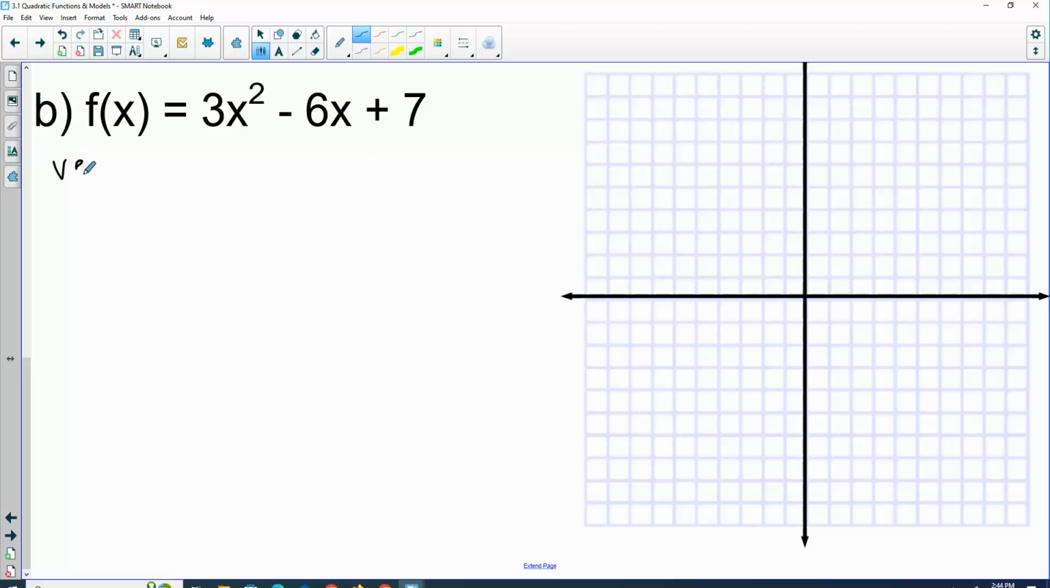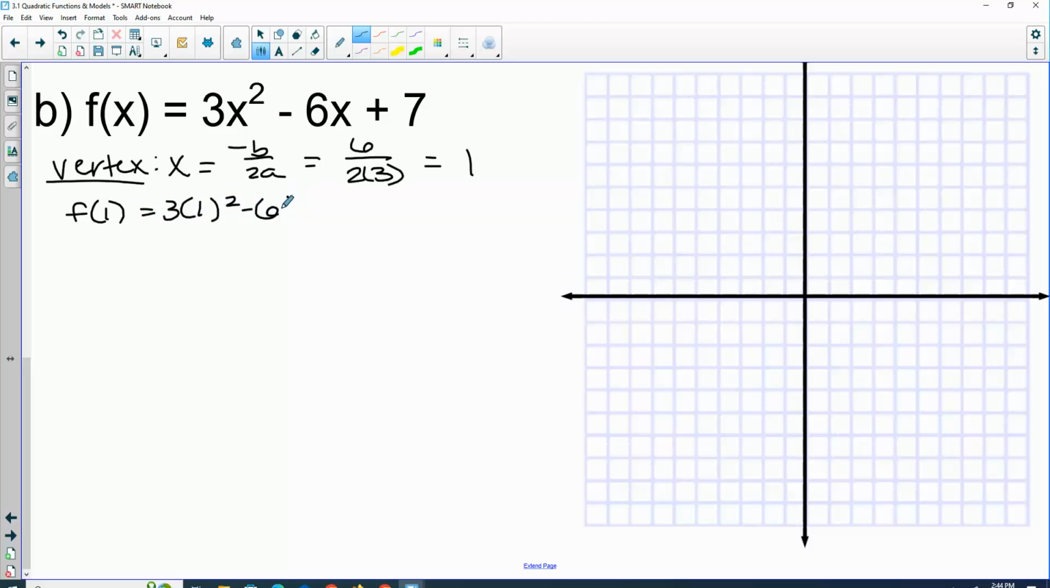So my vertex formula is x equals the opposite of b over 2a. So opposite of b would give me 6 over 2 times 3. We get 1. 6 over 6. Find the y, we plug that in. So we get 4. So my vertex is the ordered pair (1, 4).